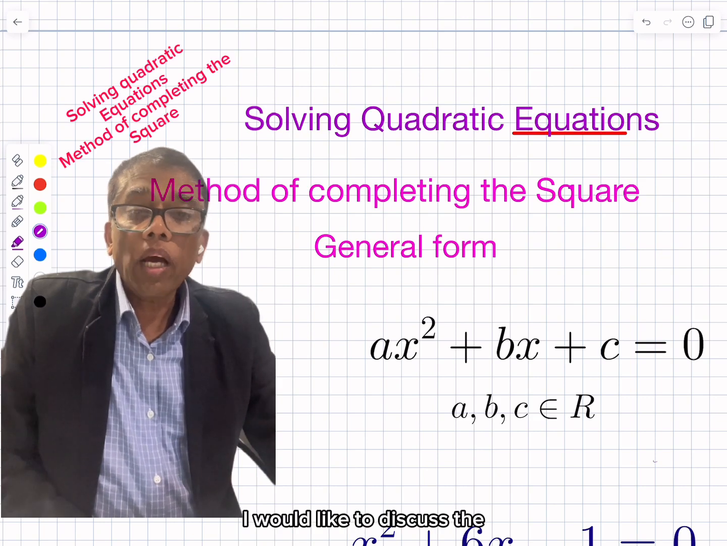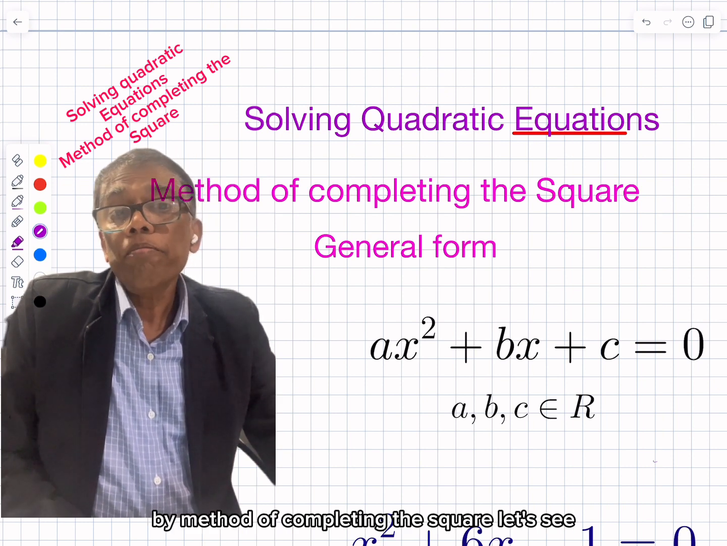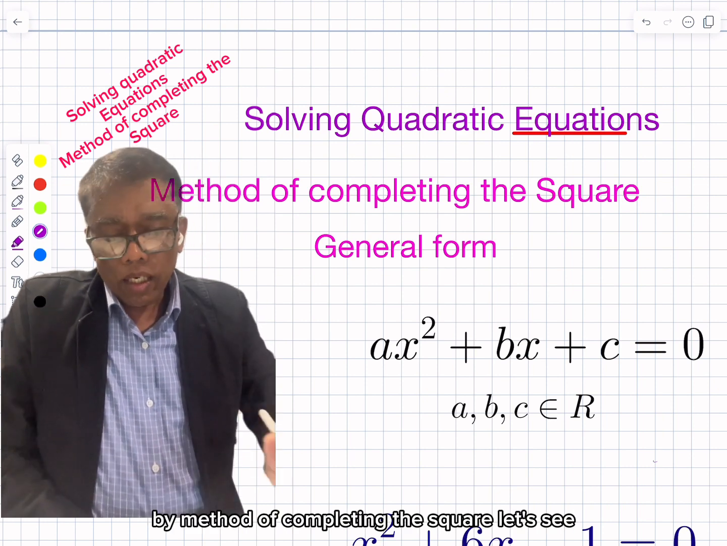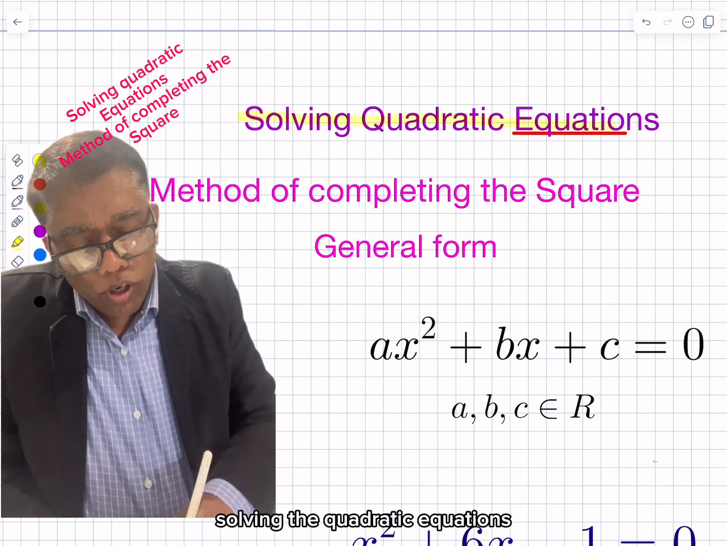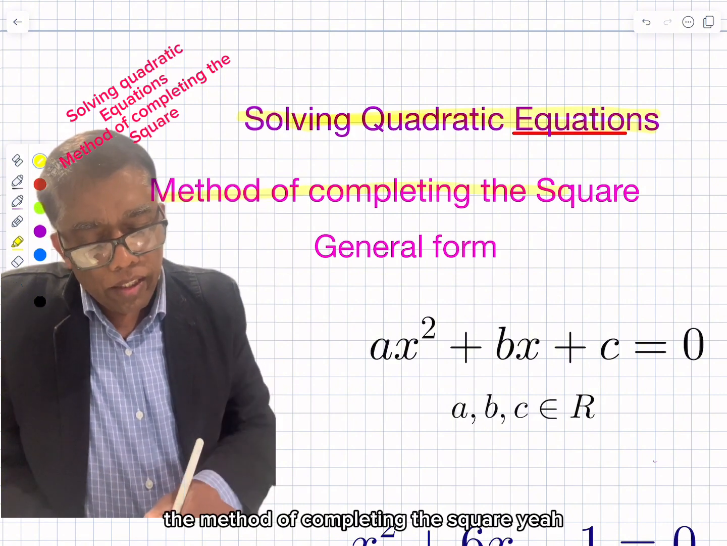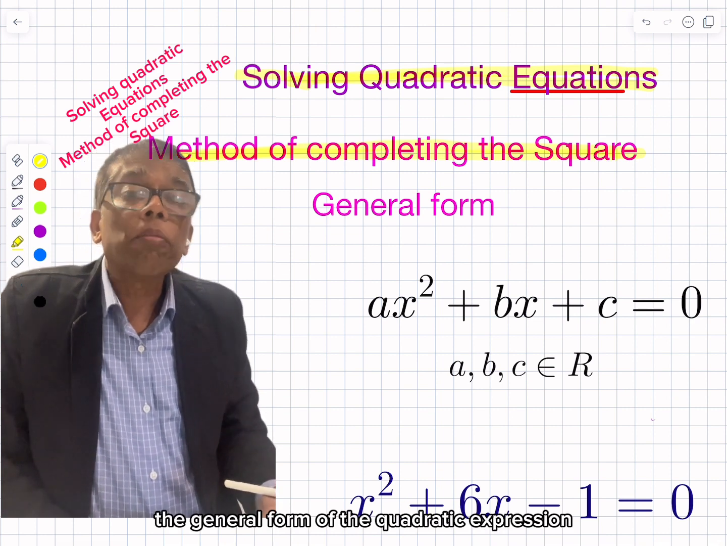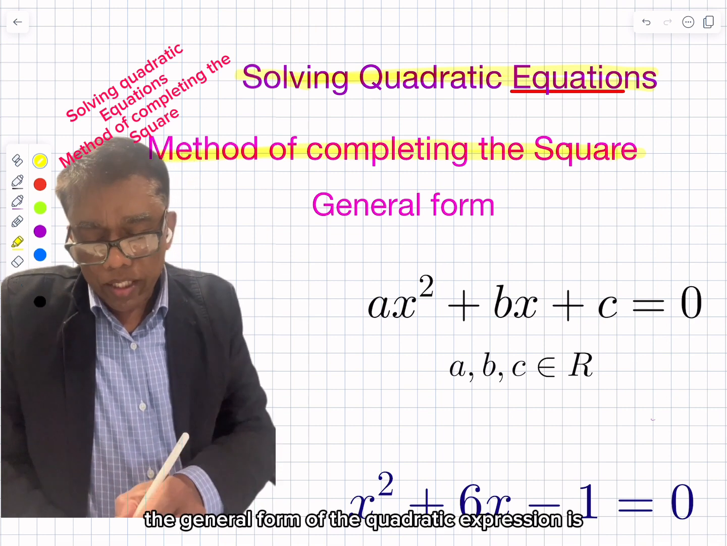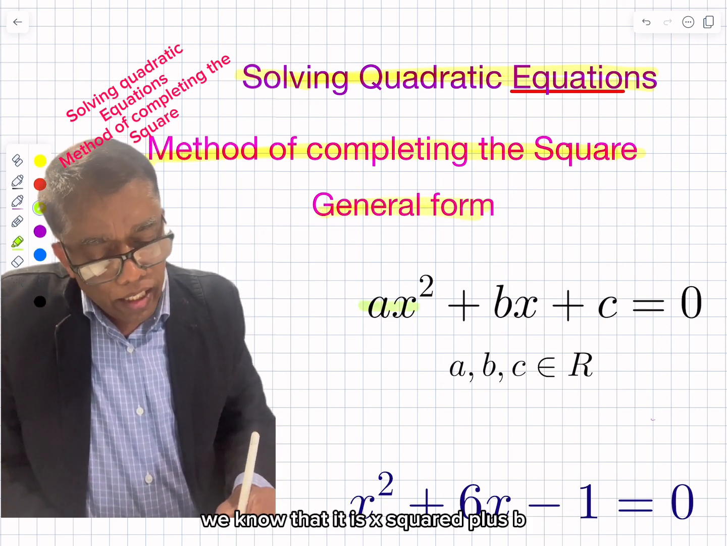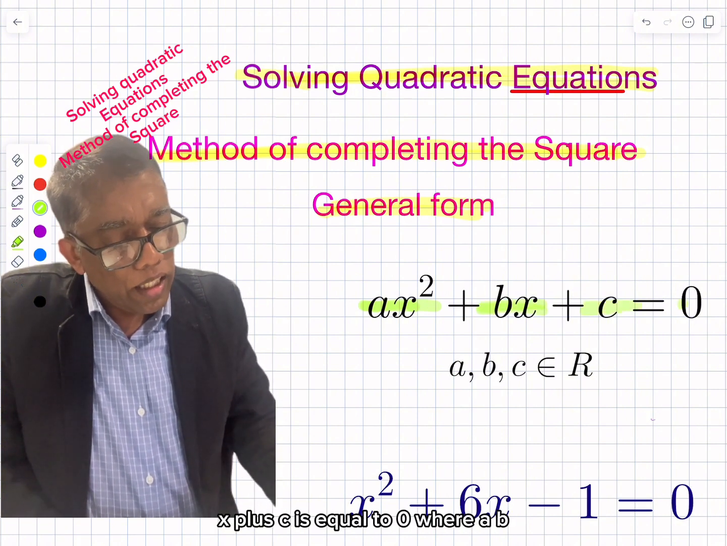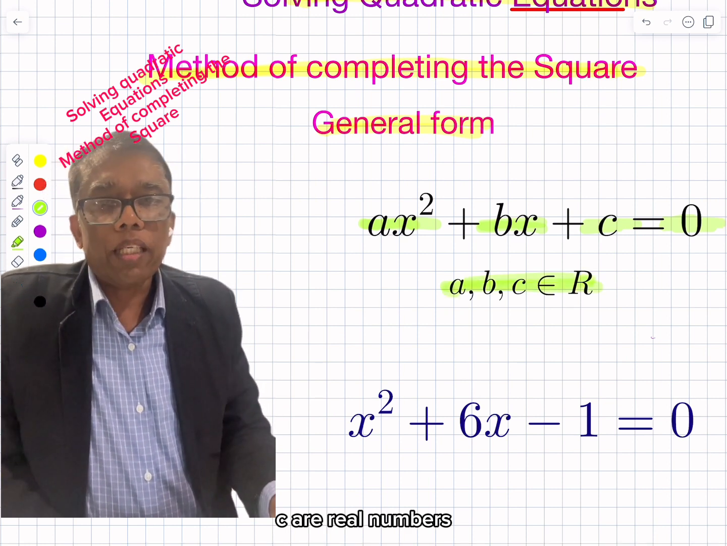Hi all. Today I would like to discuss solving quadratic equations by the method of completing the square. We will consider the general form of the quadratic expression. The general form of the quadratic expression, we know, is ax square plus bx plus c equal to 0, where a, b, c are real numbers.